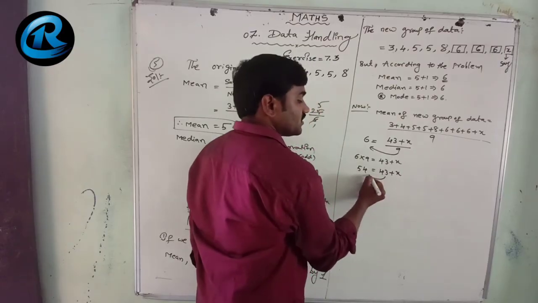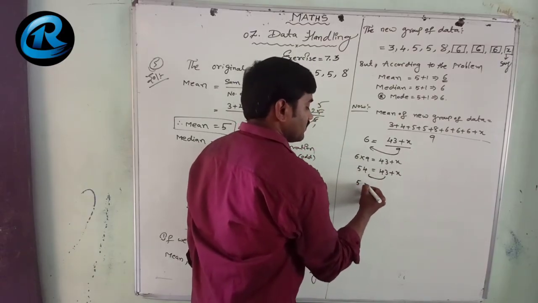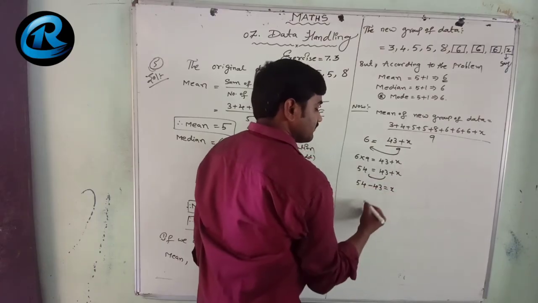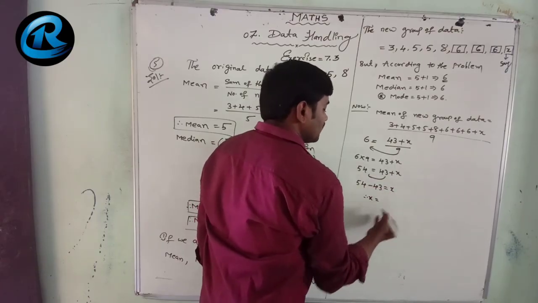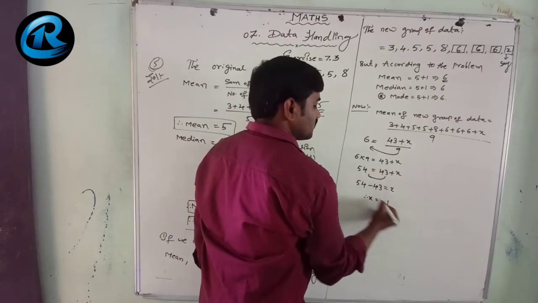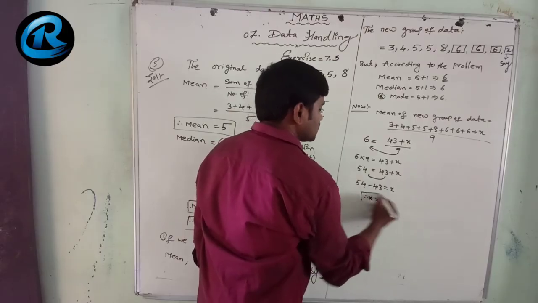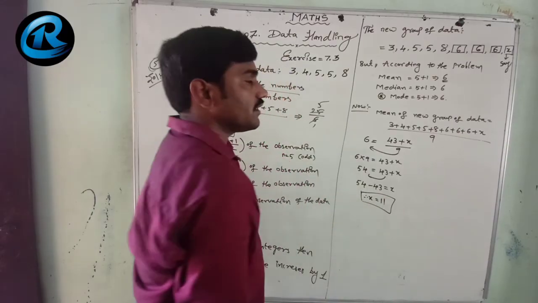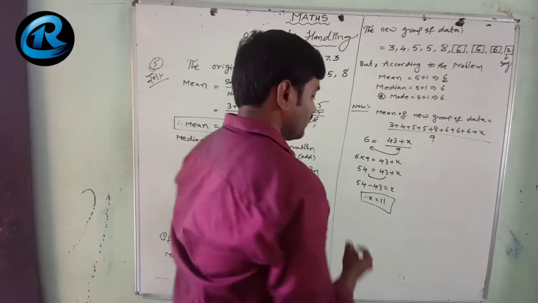But we need the x value now. This 43 will transfer to this side, so 54 minus 43 equals x. Therefore x equals, you get here, 4 minus 3 is 1, 5 minus 4 is 1. x equals 11.